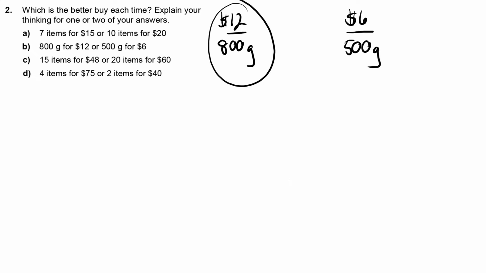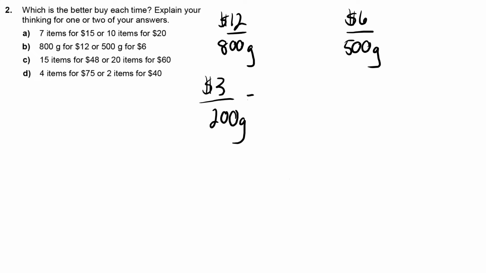If I start with the 12 over 800, I could reduce that down by dividing both the top and the bottom by 4. I can end up with 3 over 200. And now that's fairly easy to simplify further. If I divide both sides by 2 again, I get $1.50 per 100 grams.